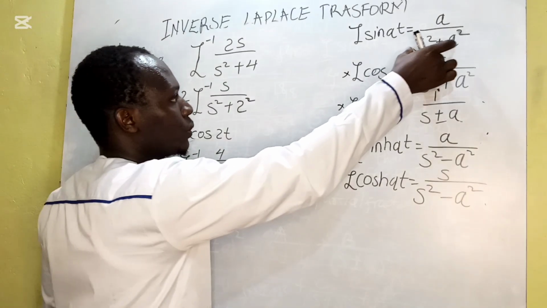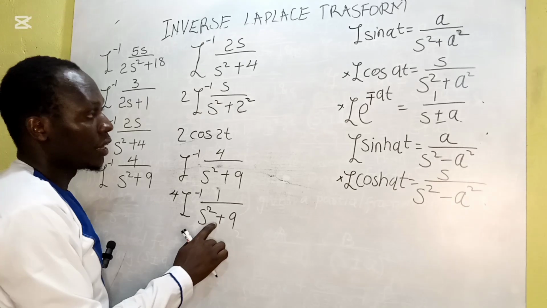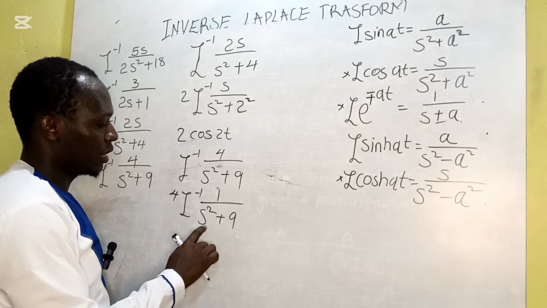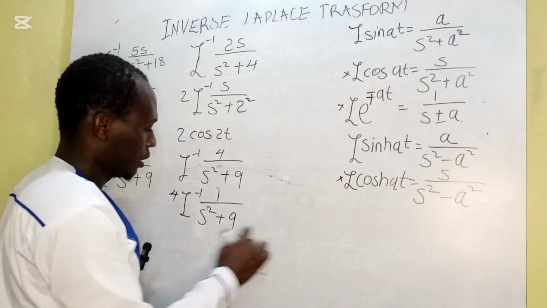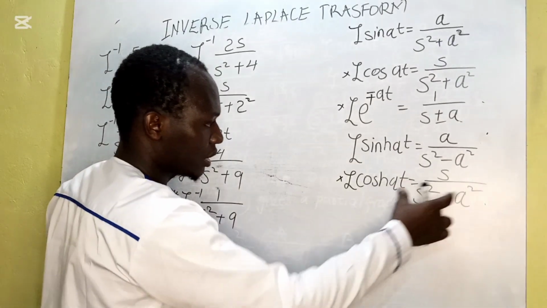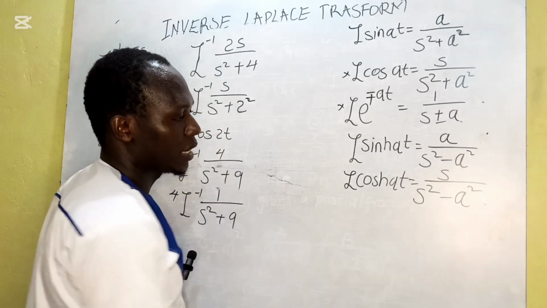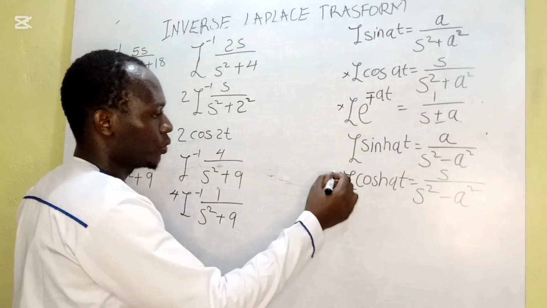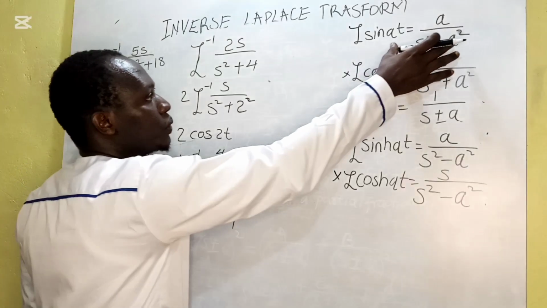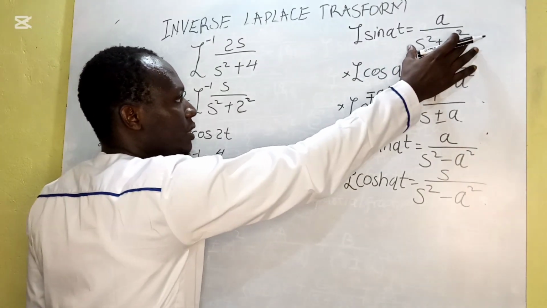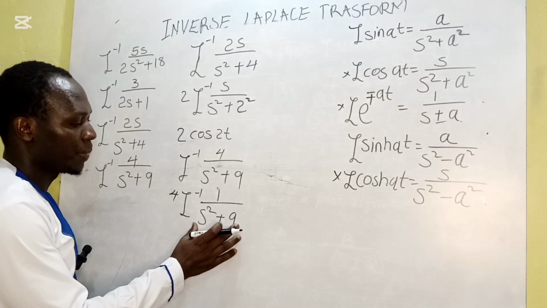Let us now get into our next function. Sine a. Here we do not have an a. Here we can check on that because it is a positive. But when it comes to this function here, we are having a negative on the denominator. So we are not going to take this function. But now we are going to take this function. Let us now make this function match our function here.